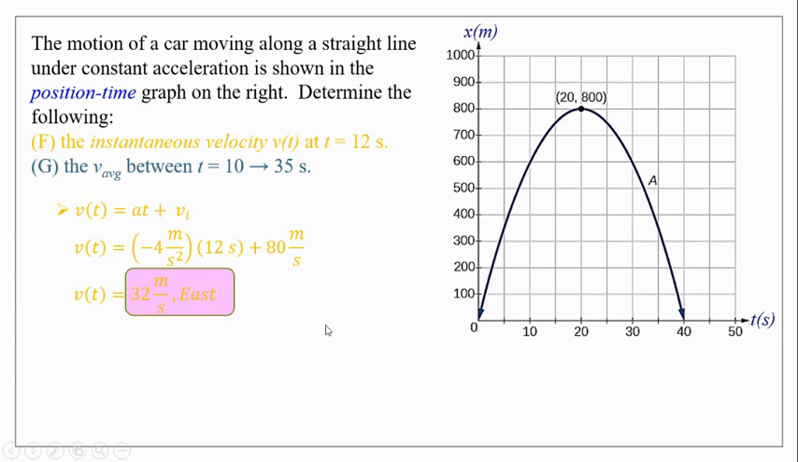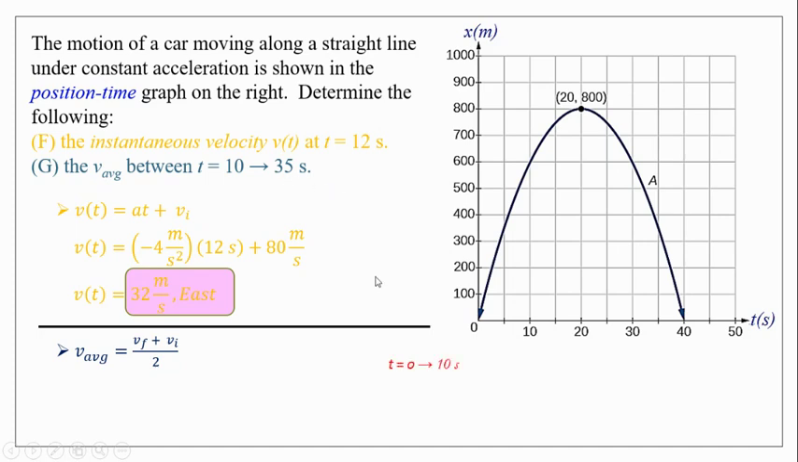All right, let's do part G. It asks us to find the average velocity between 10 and 35 seconds, which is a little different, but it's not that bad. So I'll use this function. Average velocity is VF plus VI divided by 2. The only hard part is really finding your VI at 10 seconds and then finding your VF at 35 seconds.